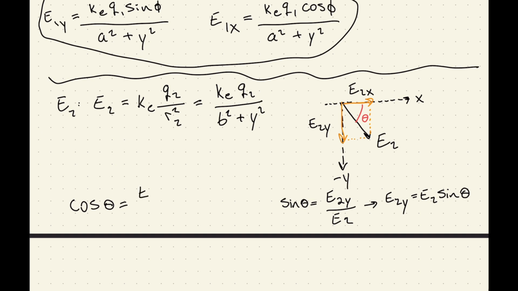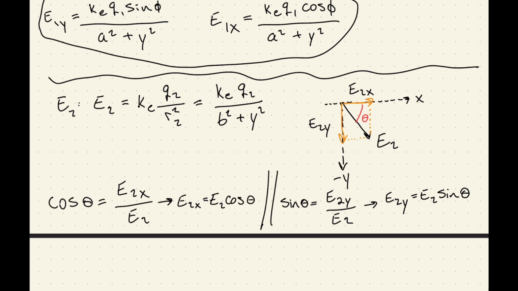Now adjacent is the E2x, right? Little mistake. Make sure to catch those before you move forward. You don't want to have a mistake like that all the way at the end of a long problem. It's absolutely annoying to solve it. So E2x is equal to E2 cosine theta. Put two lines there like that.